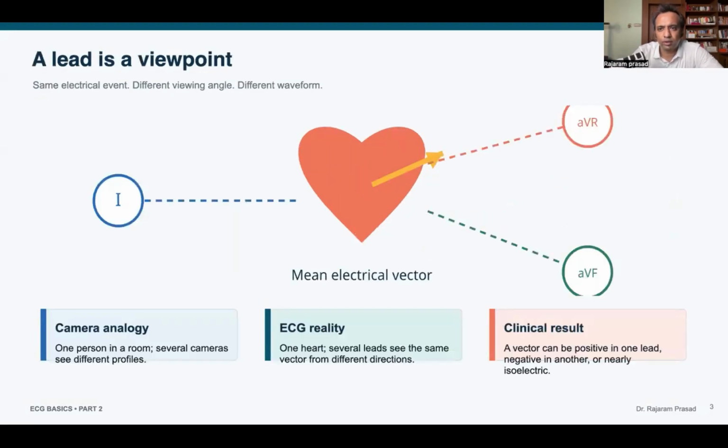So it is a viewpoint. You see the heart in different views. That is the whole point of doing an ECG. It is the same as how you see a car in different views, like front, back, top, and sides. Similarly, the heart is looked at in the frontal and the horizontal plane. So one heart, several leads, same vector. The same electrical activity is measured in different leads, and the vector can be positive in one lead, negative in another, or nearly isoelectric in another.